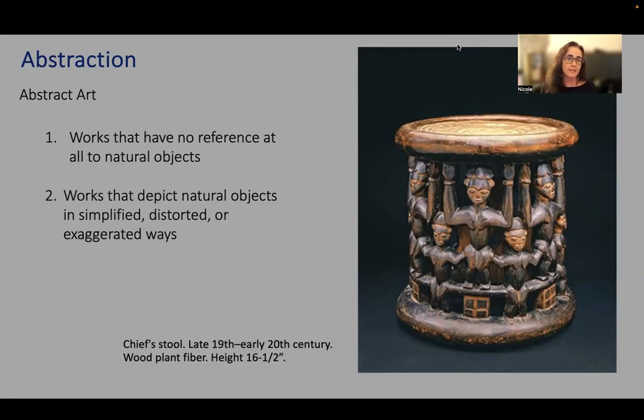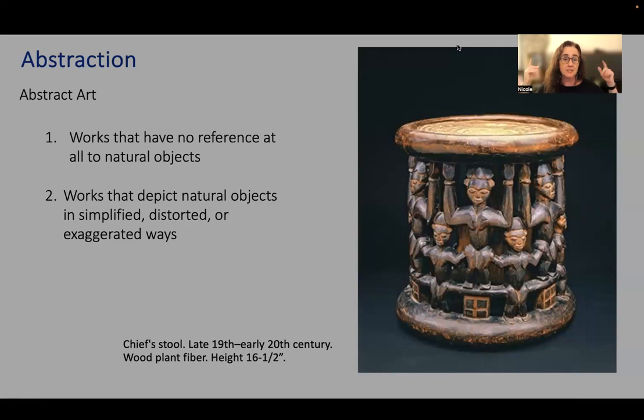This one is a work that depicts natural objects in a simplified, distorted, or exaggerated way. Okay, so two basic categories. Abstraction is common to many cultures, and the piece that we're looking at right now is a chief stool from Cameroon. It shows a repeated abstraction of human figures, and look at the gestures, y'all. Even though they're simplified or stylized, you might say abstracted in that way, we recognize them as humans, right? Through the facial features, but also through the gesture.